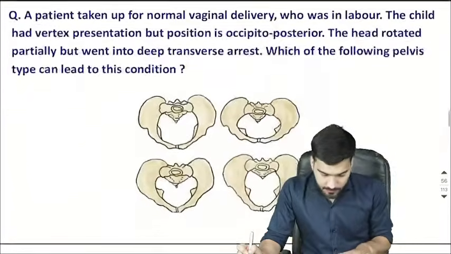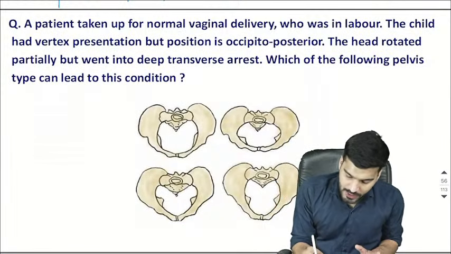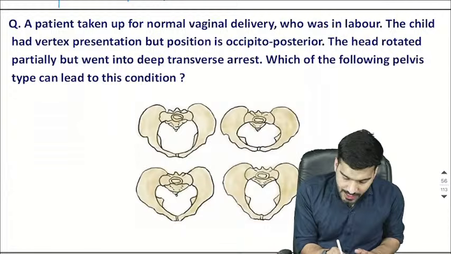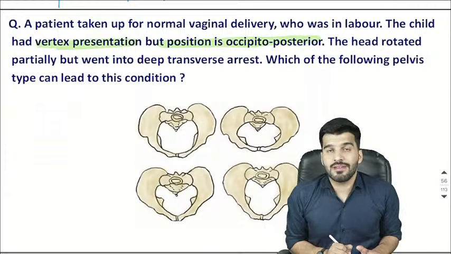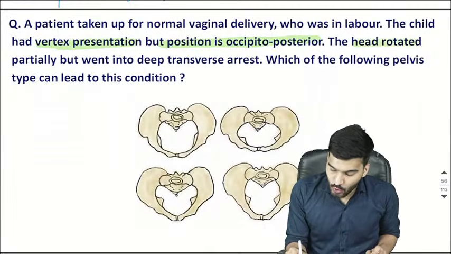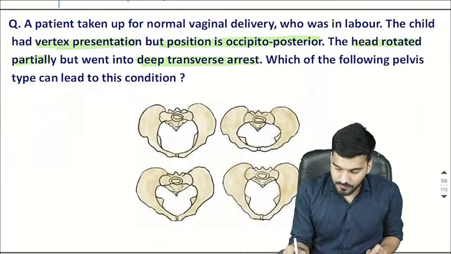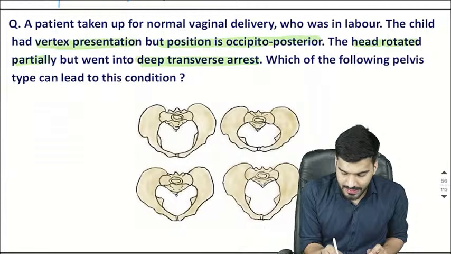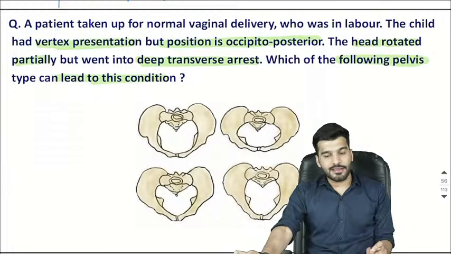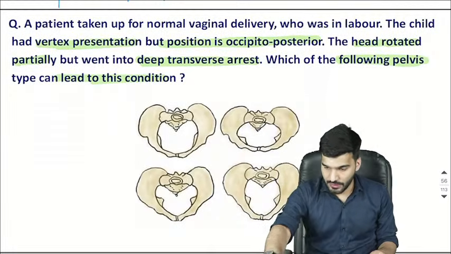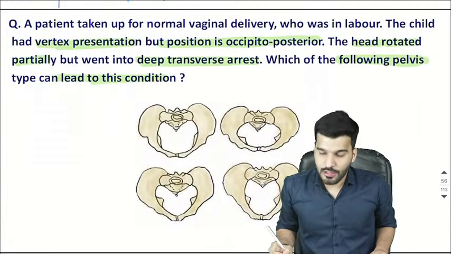Now, the next question, just on the shape of the pelvis. A patient taken up for normal vaginal delivery was in labor; the child had a vertex presentation, but the position is occipito-posterior. The head rotated partially but went into deep transverse arrest. Which of the following pelvis types can lead to this condition? Classical hint: deep transverse arrest. So what will be your answer? Write it down in the chat box.